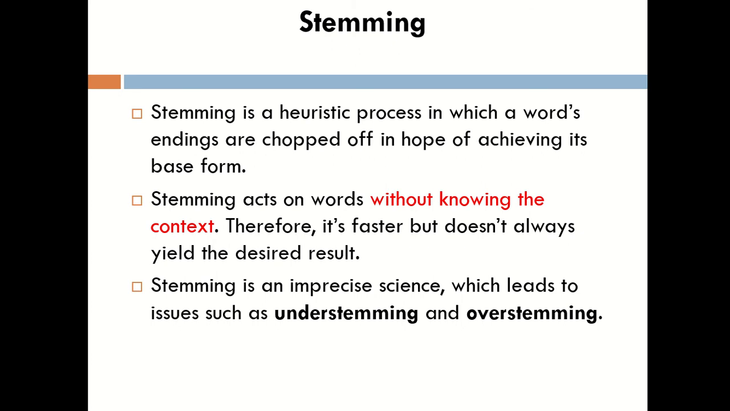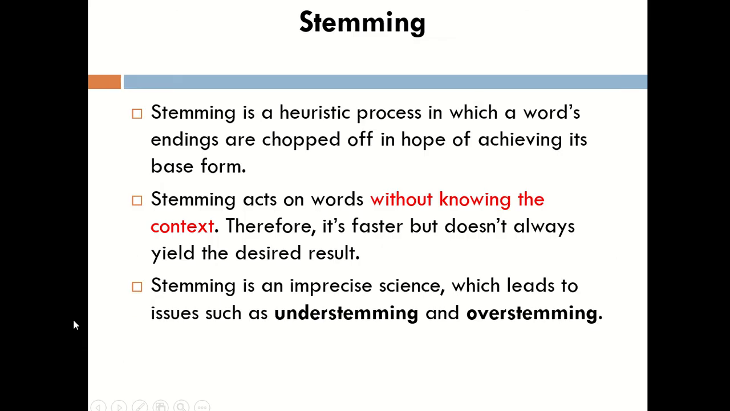Stemming is a heuristic process and it acts on words without knowing the context. It is also faster compared to the lemmatizer, and because it is an imprecise science, sometimes it understems and sometimes it overstems words. That is how a stemmer works.